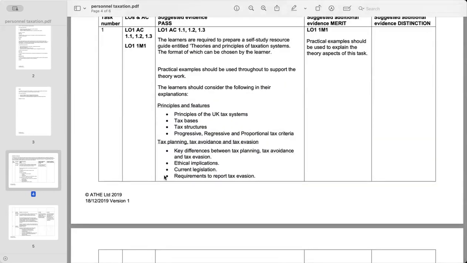Tax planning is generally considered acceptable behavior, while tax avoidance and evasion raise ethical concerns due to their potential to undermine the integrity of the tax system and shift the tax burden unfairly onto compliant taxpayers. Also, we discussed UK legislation which governs tax planning, avoidance, and evasion, with regulatory instruments in place to combat non-compliance. Individuals and corporations have legal obligations to report instances of tax evasion, emphasizing the importance of transparency and accountability in upholding the integrity of the tax system.